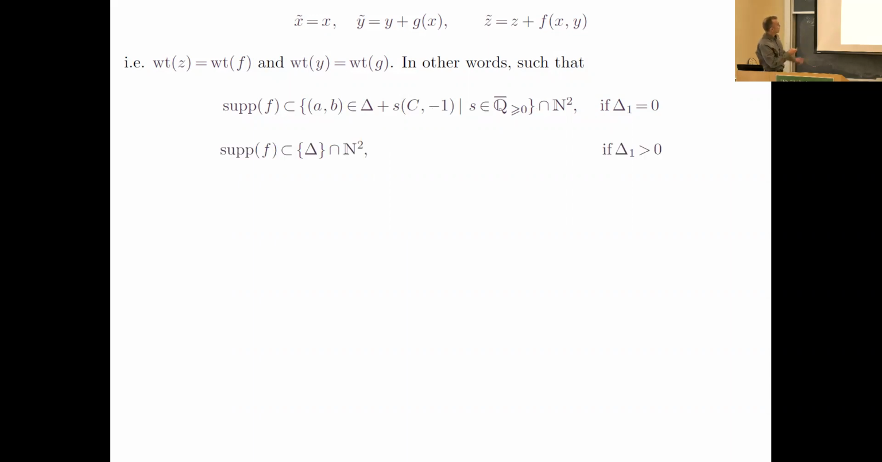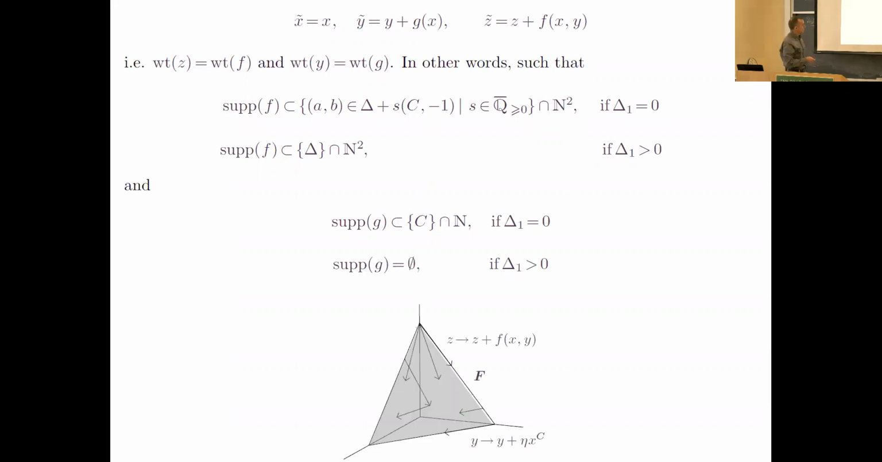Well, in the case where the first displacement vector is non-zero, is positive, then it's particular. I'm going to show you a picture. And g is the same thing. Okay, so g is a polynomial only in the x variable whose support should be of this form. Well, we have to imagine this as some way of sliding the monomials along the face.